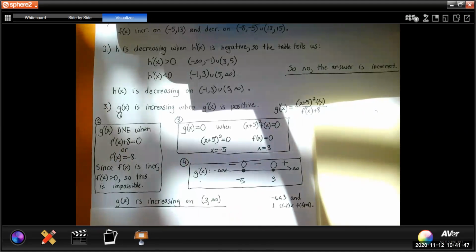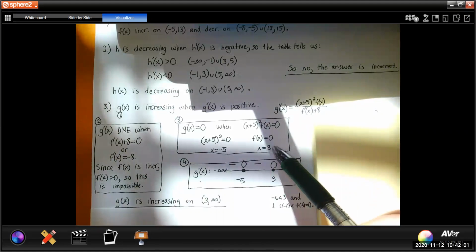I also looked at when g prime of x equals 0, which is when the numerator is 0. So that's going to be when x plus 5 quantity squared is 0, or x is negative 5. It's also going to be when f of x is 0, or x equals 3. And this one may be a little bit confusing to you. I'll let you know where it came from.